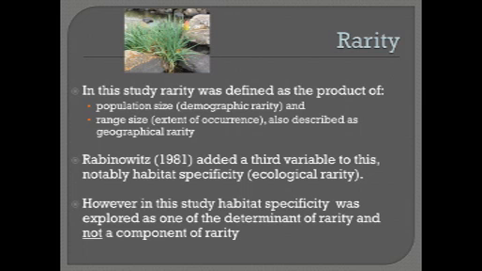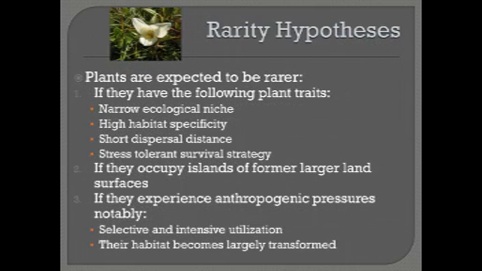We hypothesized that plants would be rarer if they had a narrow ecological niche. They were highly habitat specific, they had a short dispersal distance, they had a stress tolerant survival strategy like those that occur in very stressed environments. They occupied islands of former larger land surfaces, and also if they were intensively utilized, or if their habitats had become largely transformed.